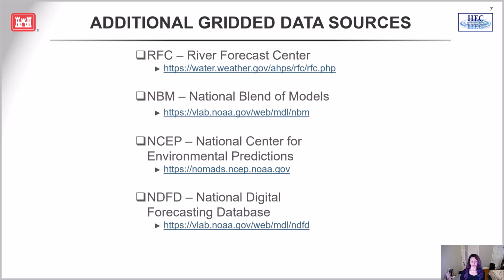If what you are looking for is not on Cumulus, there are a multitude of other gridded data sources available to you. For example, your local river forecast center may have grids that are not yet ingested into Cumulus. You can also check out the National Blend of Models, the National Center for Environmental Predictions, and the National Digital Forecasting Database. Each of those has a link in this slide, as you can see, and please feel free to go and check them out if what you are looking for is not available on Cumulus.